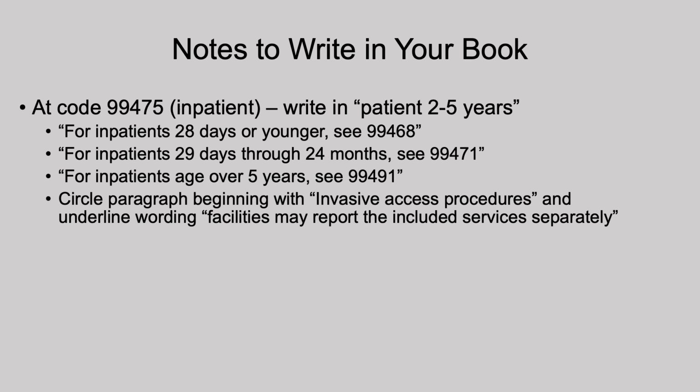Okay, now turn to 99475, inpatient. Write in patient 2 to 5 years old. For inpatients 28 days or younger, see 99468. 29 days through 24 months, see 99471. Over 5, see 99291. Circle that paragraph, invasive access procedures, which gives you the services included, and then underline facilities may report the included services separately.